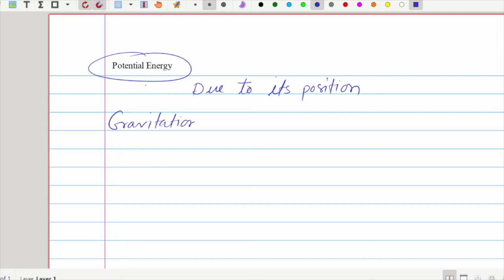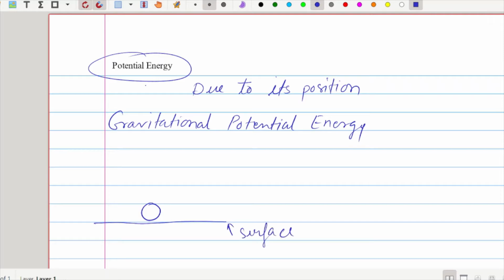What type of energy? Gravitational potential energy. Okay. Now imagine you have kept a stone on the surface of earth here, and this is the surface of earth. And this is a stone. So right now the potential energy of this stone is 0 because it's lying on the surface of earth.